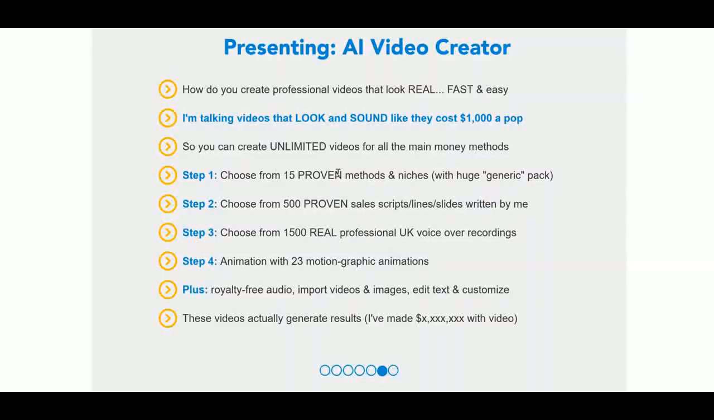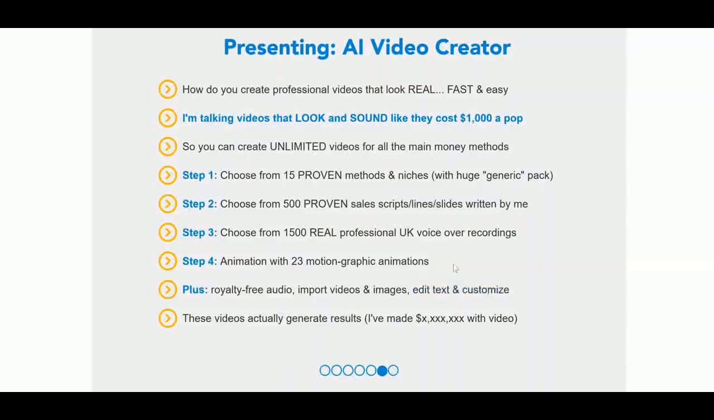So basically you choose your niche, you choose your slides, which of course are editable and you can mix and match them. You then choose from 3 different voiceover recordings for each of those slides, and then you animate those slides that you've put together and those voiceovers with 23 different animation styles. As well as all of that, the tool comes with royalty-free audio for backing tracks. You can import video and images, so you can not only have the text there, but you can also add videos and images. And you can also edit the text and customize.